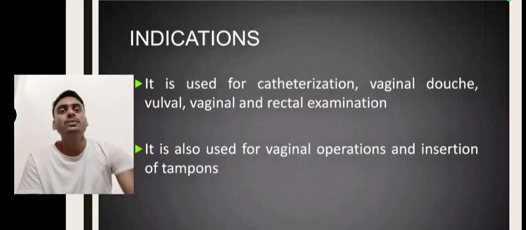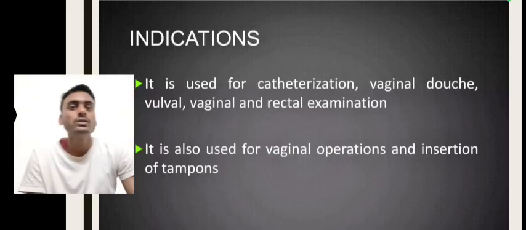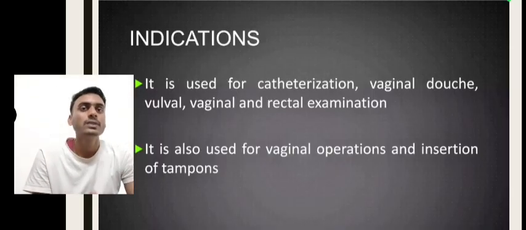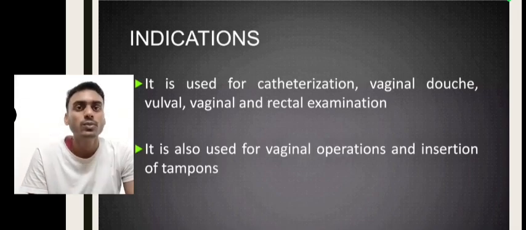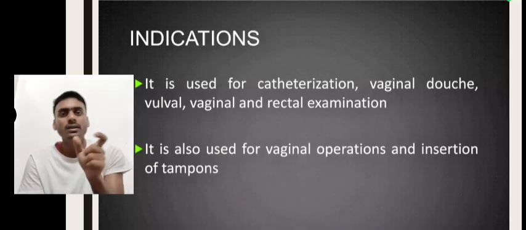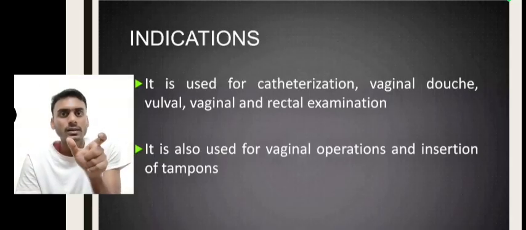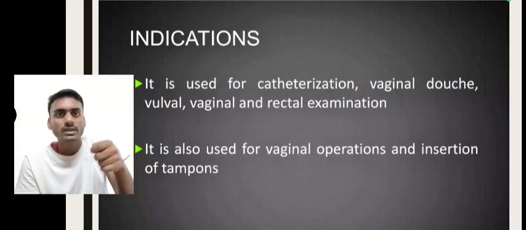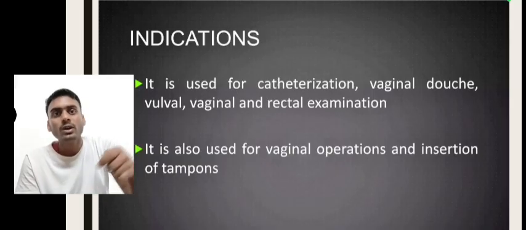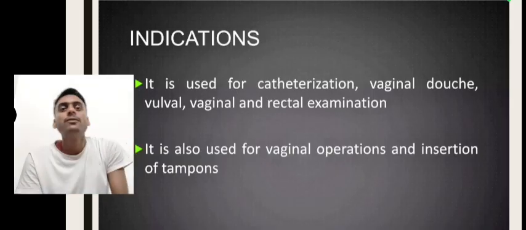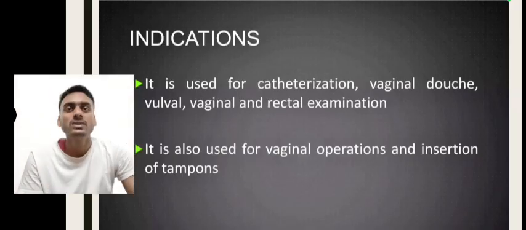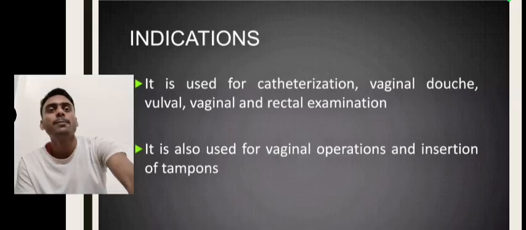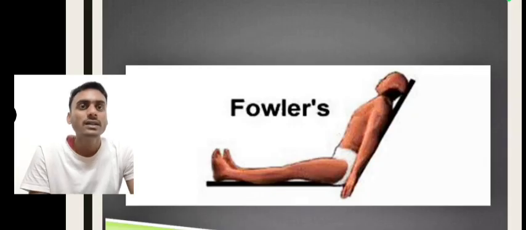Okay, it is also used for a vaginal operation or insertion of tampons. For a vaginal operation, at that time you also provide this position, or for insertion of tampons. Tampons are small strip-like things placed in the rectum or in the vagina for collecting blood or extra fluids during menstruation time. Okay, so now we discuss the following position.